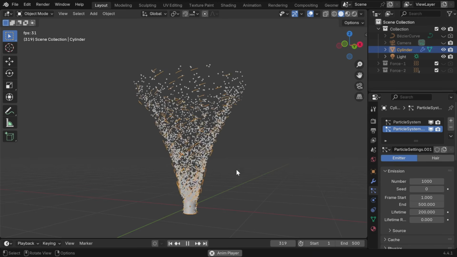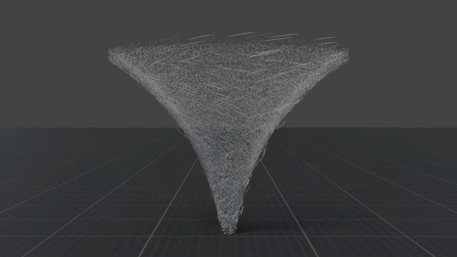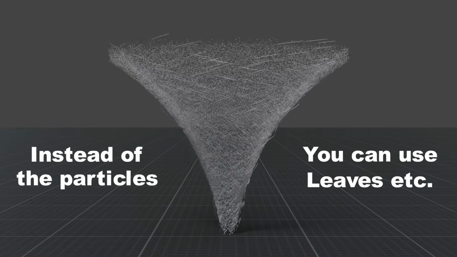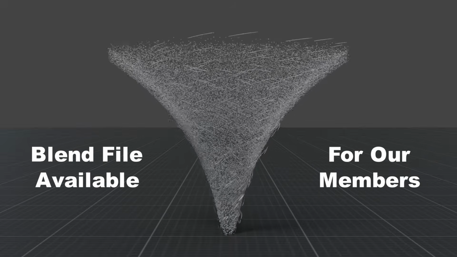Now we can add some materials, some suitable background and other things, and then render the scene. Also, instead of these simple particles, you can use instances of random objects like leaves and create a more photogenic tornado as we see in reality.